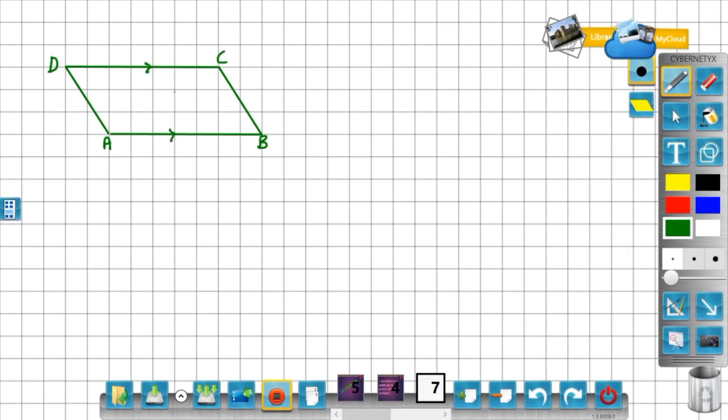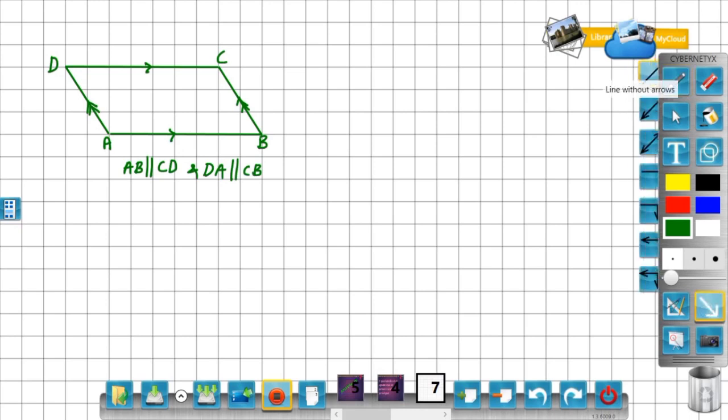AB is parallel to CD, represented by arrow symbol, and AD is parallel to BC, represented by double arrow. So AB parallel to CD and DA parallel to CB. Opposite sides are parallel. So it is a parallelogram.